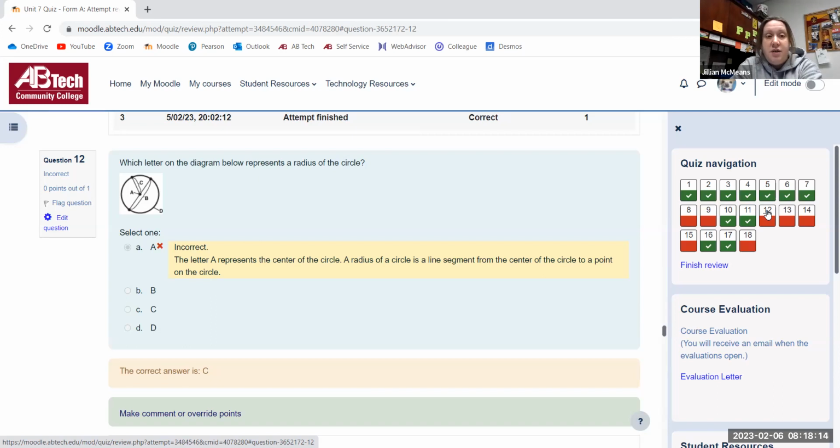So it says, which letter on the diagram below represents the radius of a circle? So here's the deal. You have a circle. We all know what a circle looks like. There's a center to the circle. From the center to any edge of the circle is the radius, okay?